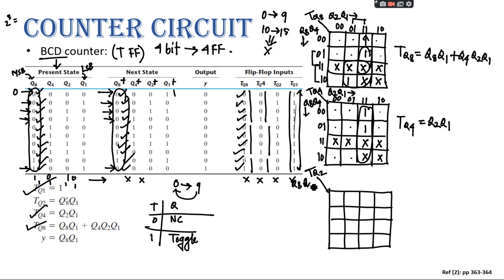So Q8, Q4 along this direction, and Q2, Q1 along this direction. So 0, 0, 0, 1, 1, 1, 1, 0, and again the same. So now 0, 1, 0, 1. Again 0, 1, 0, 1. Again 0, 1, 0, 1. Then 0, 0. And then the rest of the values will be don't care, right?